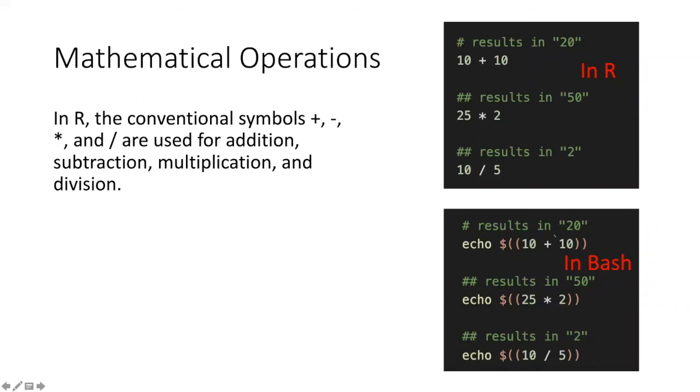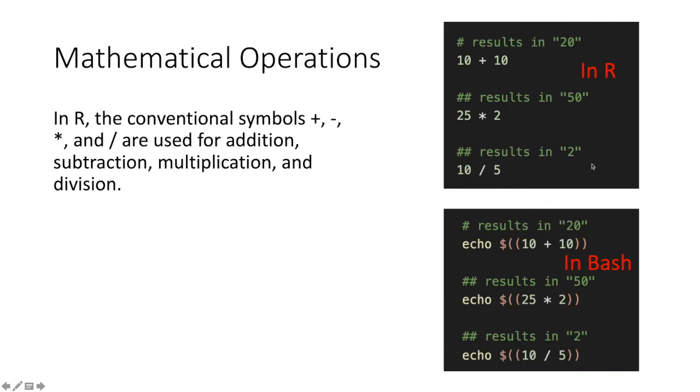In Bash, you use the same symbol. However, the grammar is going to be a little bit different. You need the $ sign followed by 2 parentheses, and you put the mathematical expression inside this structure to make sure Bash can interpret the expression correctly. All right, so I just want to show you the difference here. In R, just make sure you know that space is not necessarily needed.